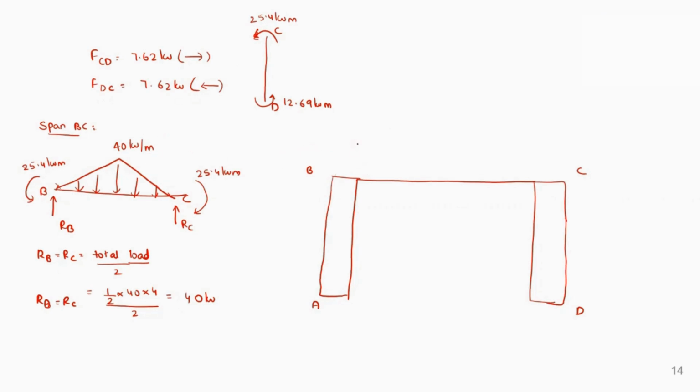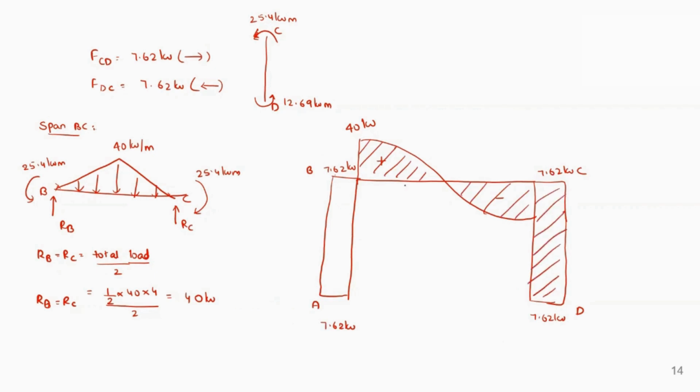It is like a simply supported beam actually. So this will be like this. So this is plus and this is minus. This is of 40 kilonewton. This is of 7.62 kilonewton. This is of 7.62 kilonewton. This is also 7.62 kilonewton. This is 7.62 kilonewton. And this is the shaded portion of your shear force diagram.